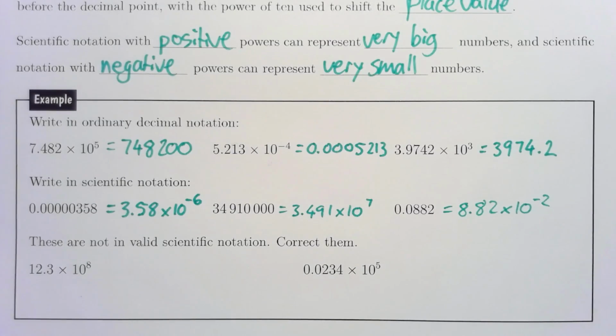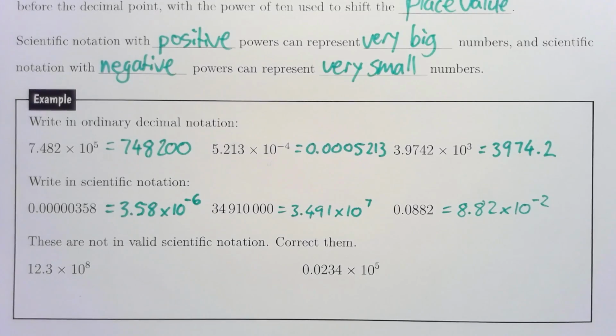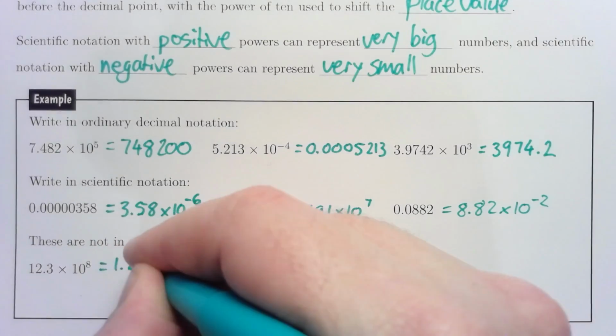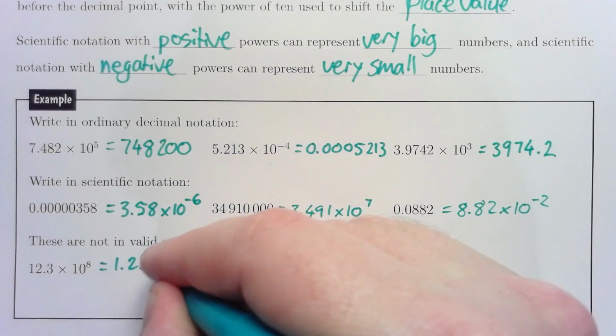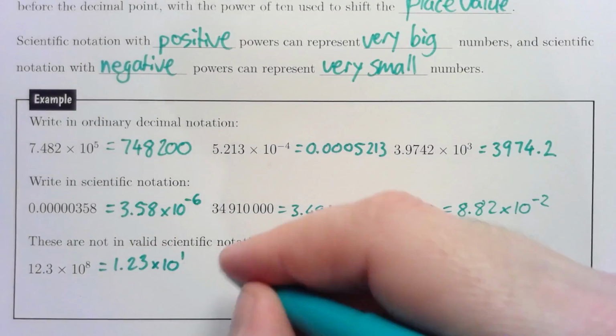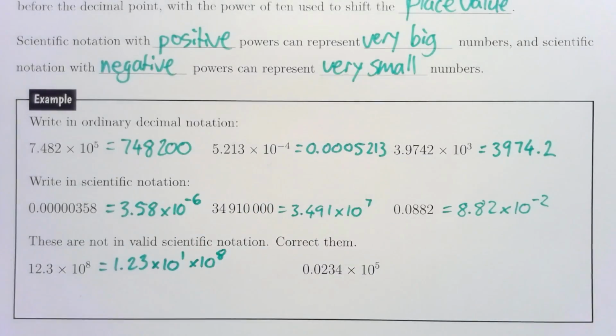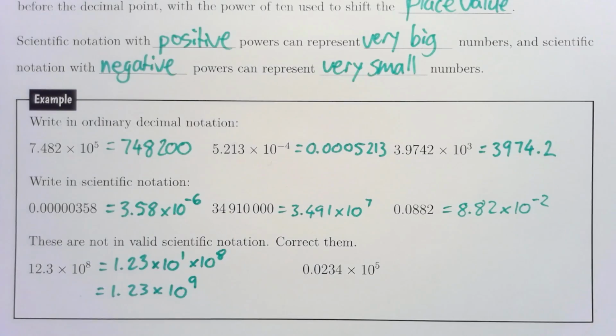Now, as mentioned above, correct scientific notation only has one digit before the decimal point in the leading digits. So 12.3 times 10 to the power of 8 is not valid scientific notation. Instead, we should write it as 1.23. So really, 12.3 is the same as 1.23 times 10 to the power of 1. It's been shifted over one place. Multiplying that by the 10 to the power of 8 we already had, we get 1.23 times 10 to the power of 9.